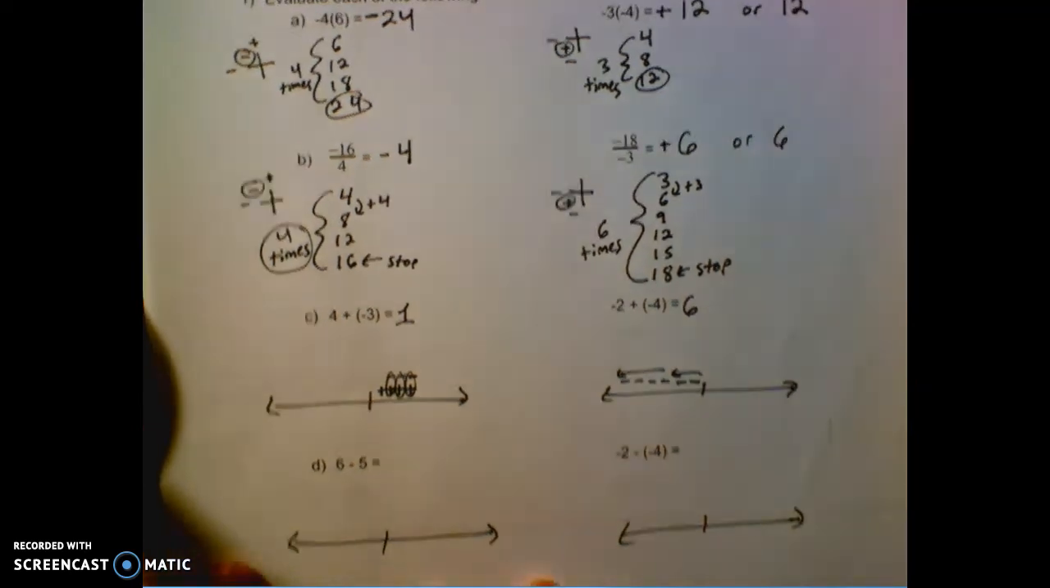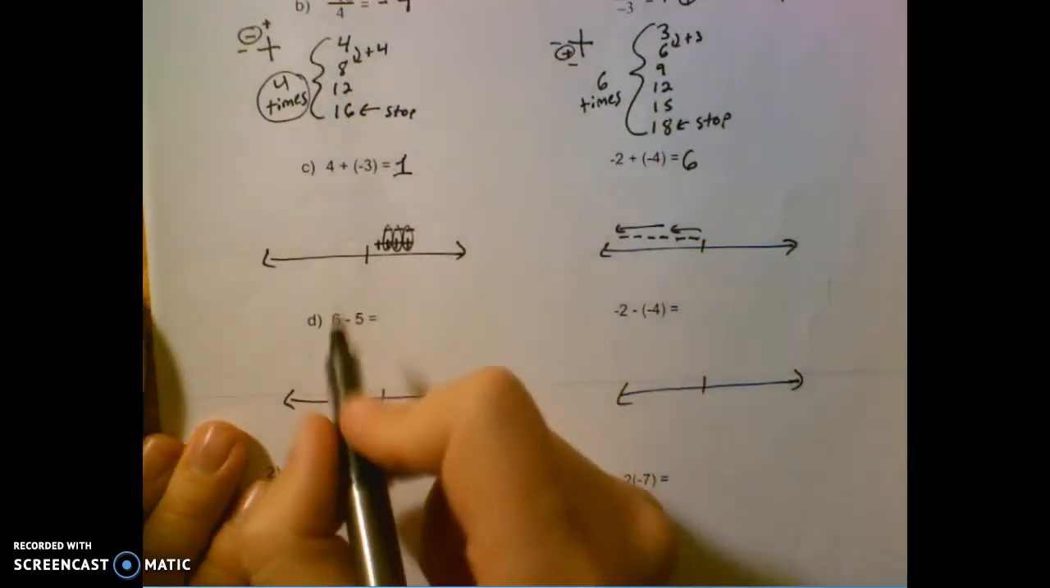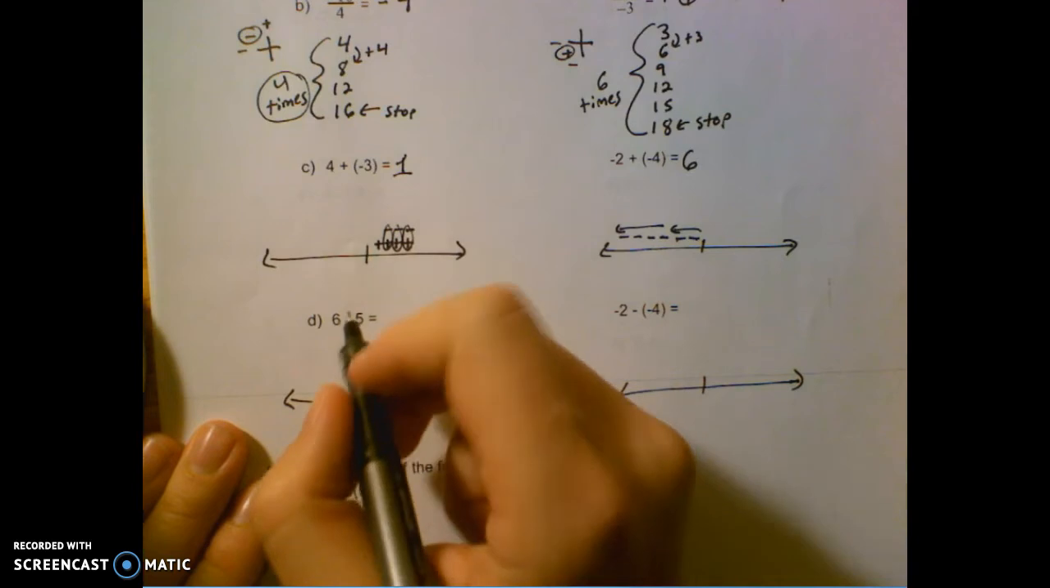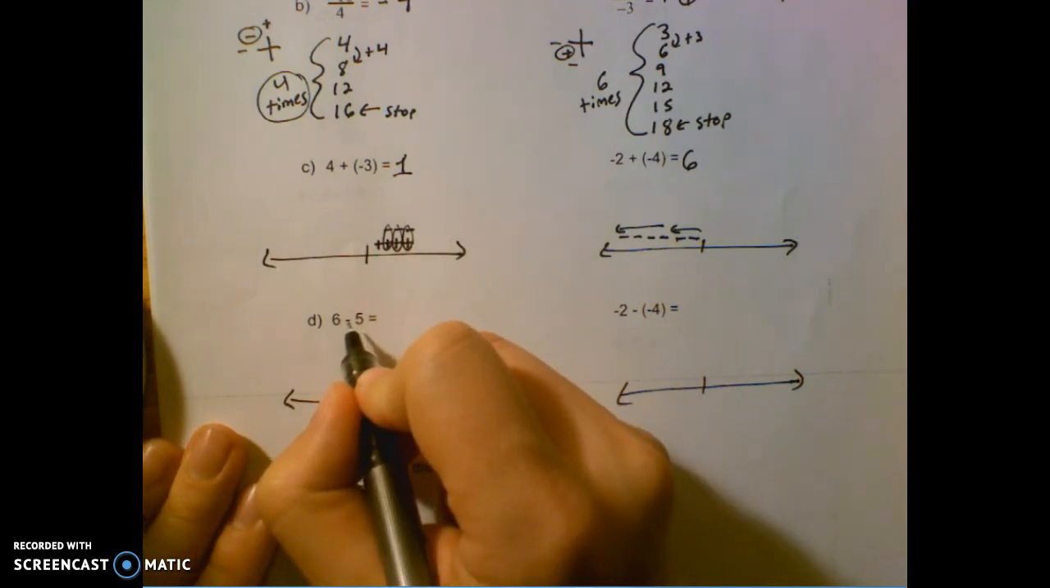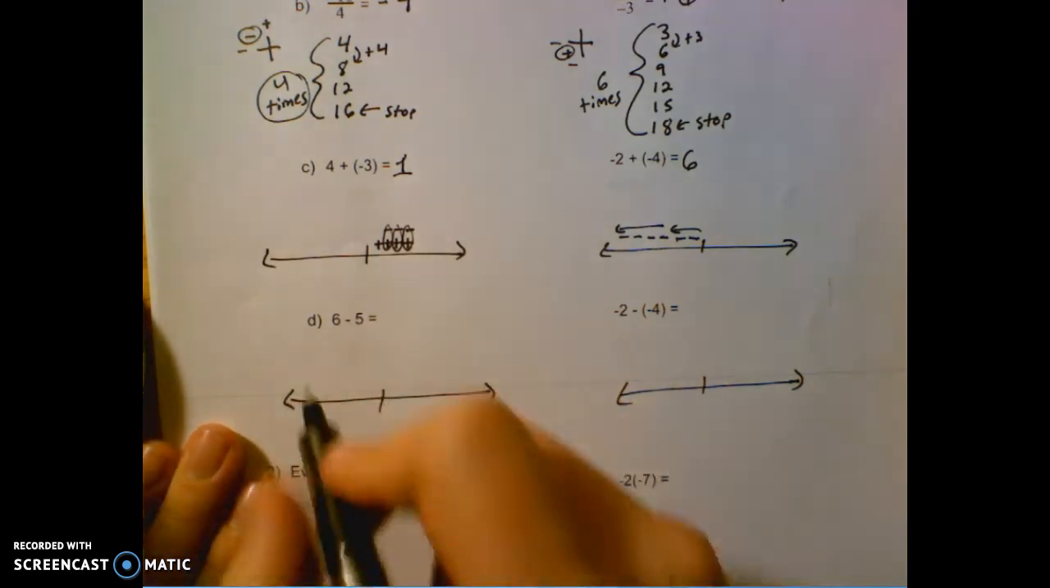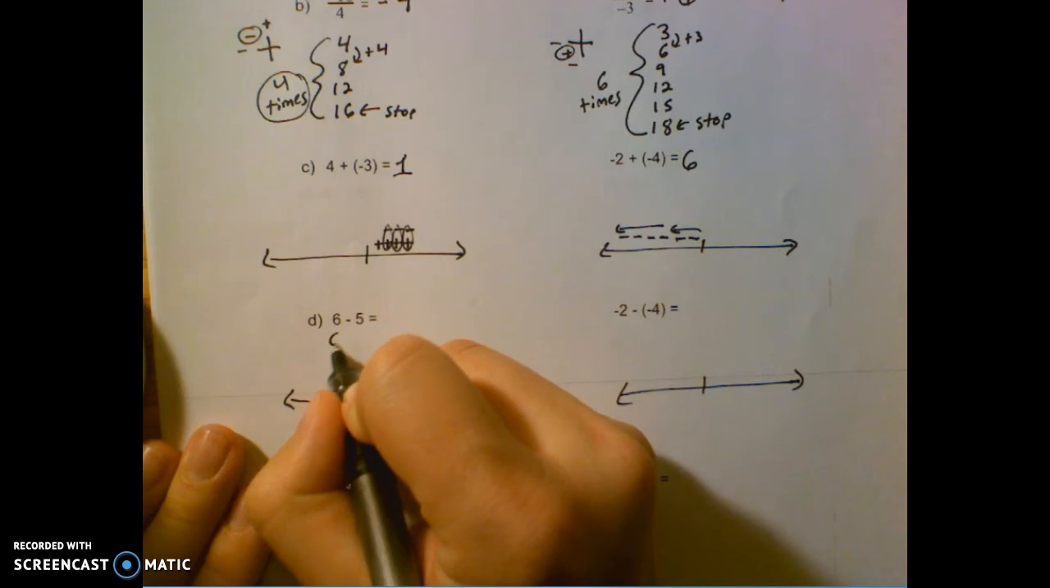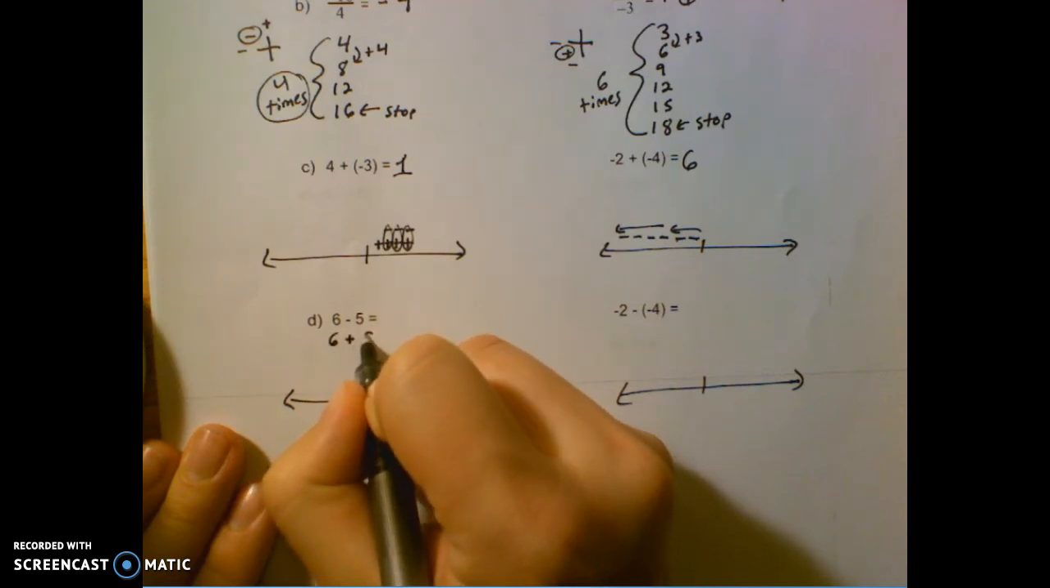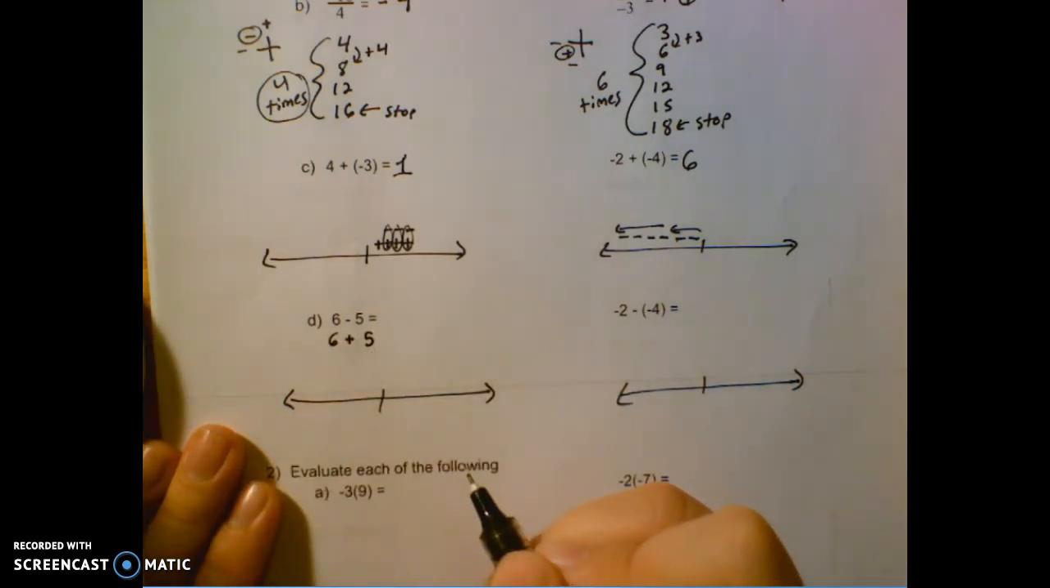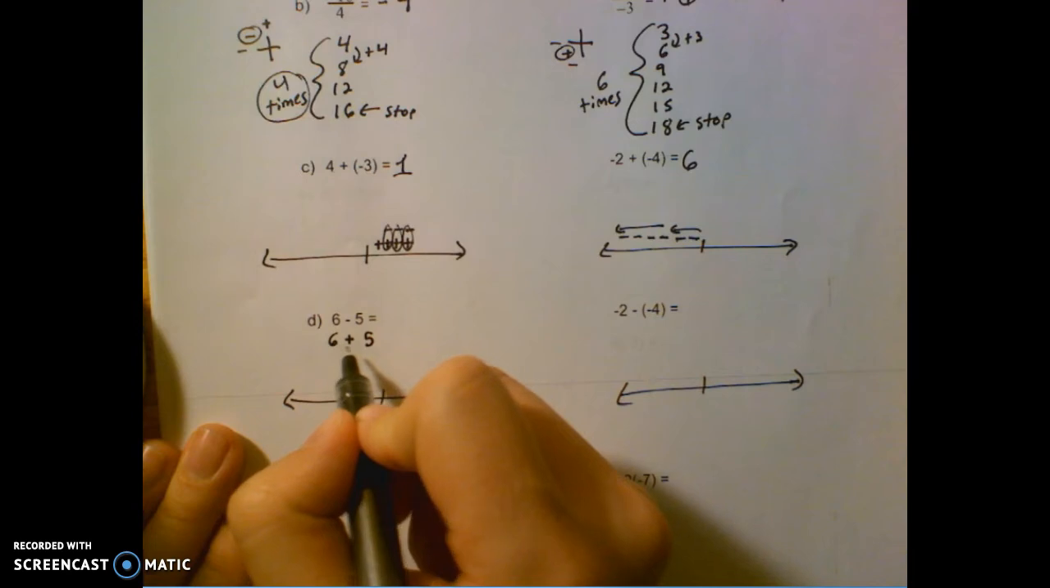For the last ones, the key thing is that whenever I see subtraction, I automatically rewrite this as adding the opposite. However, it's really, really important that I don't just write it like this. I don't just change it to 6 plus 5. That's not correct. Not correct. Bad.